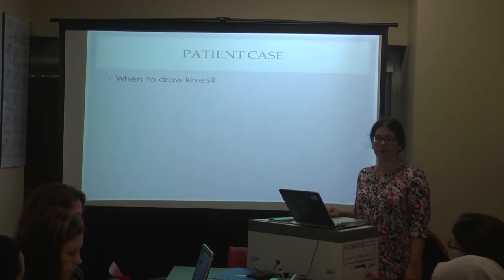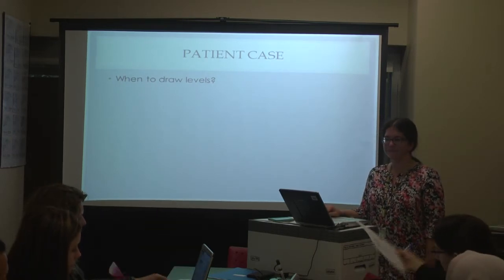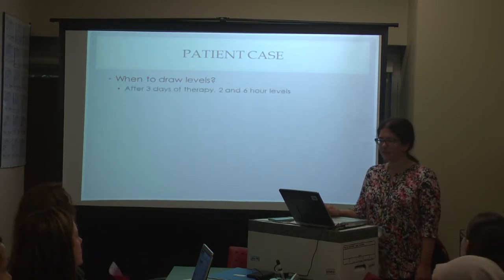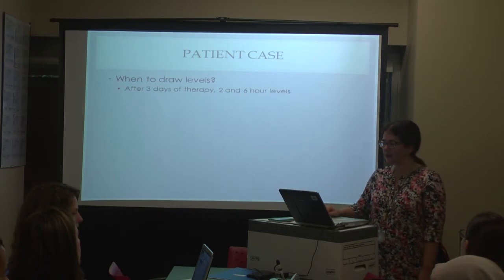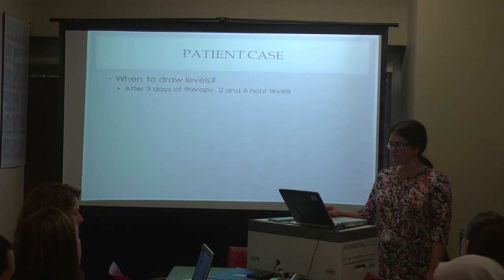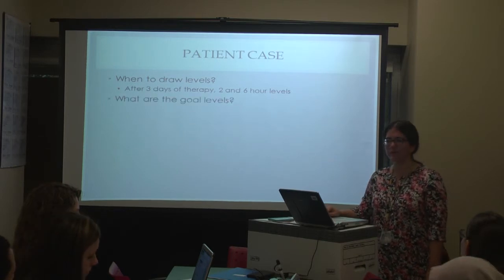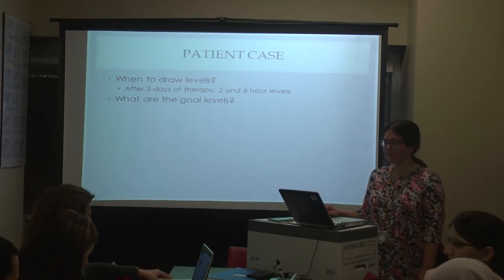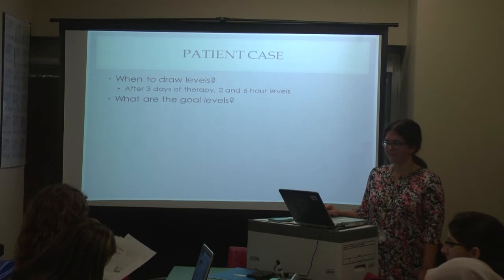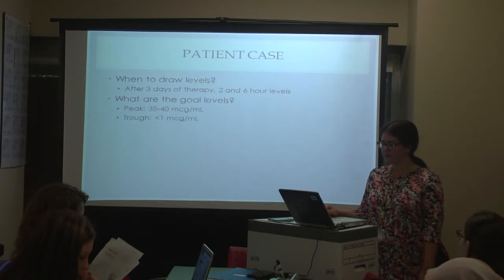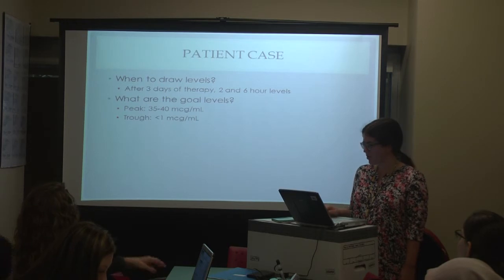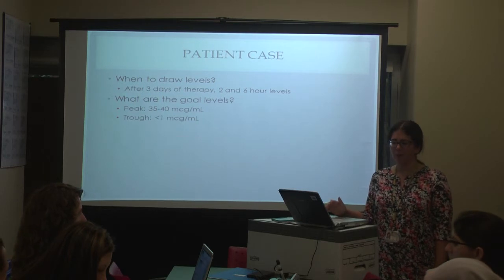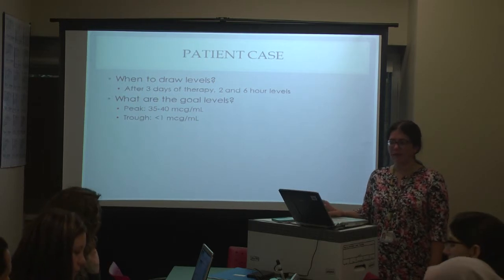So when would you draw levels for this patient? Do the first dose, do the 2 and 6 hours? Well, for the CF patients, it's after 3 days of therapy that is the standard. So 2 and 6 hour levels. And what would be our goal levels for this patient? I know there's a number of tables. 30 to 40? 35 to 40, and a trough less than 1. So any questions about him? We'll talk about him more after the lecture as well.